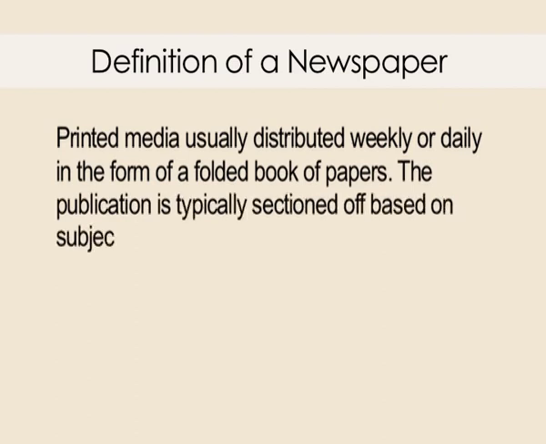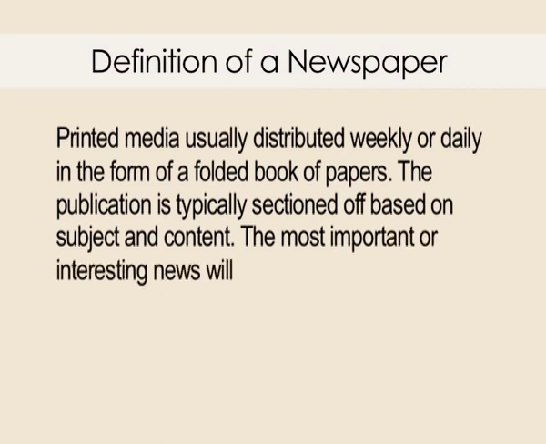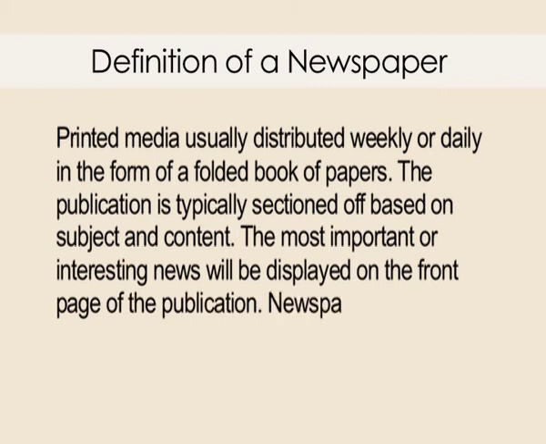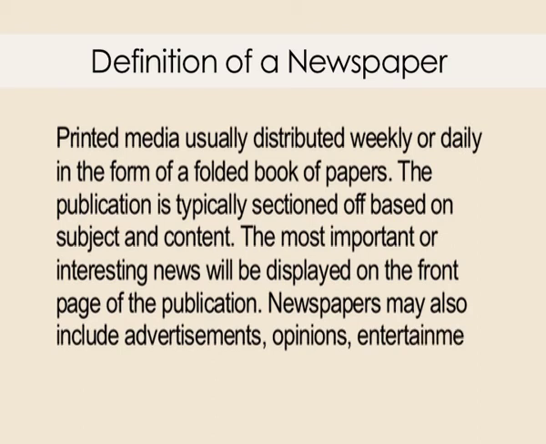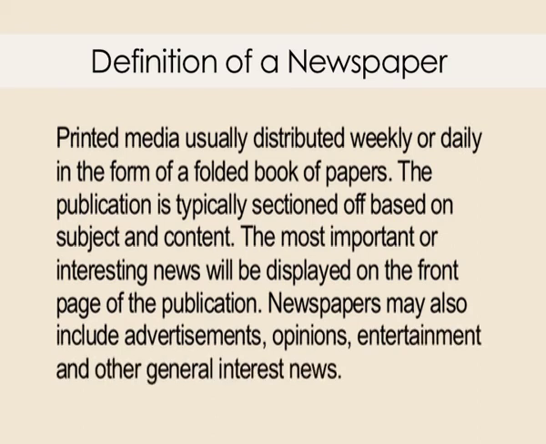The publication is sectioned off. Sectioned off means it is broken up into different sections according to subject and content. The most important or the interesting news will be displayed on the front page of the newspaper. But obviously space is restricted, so not all news can be taken into the front page, or as technically the front page is called, page 1. Page 1 cannot hold all news.